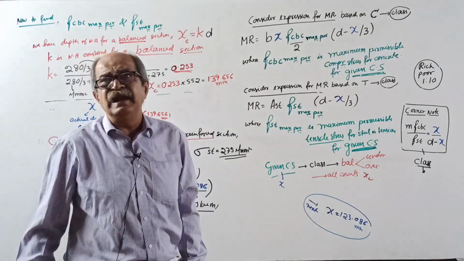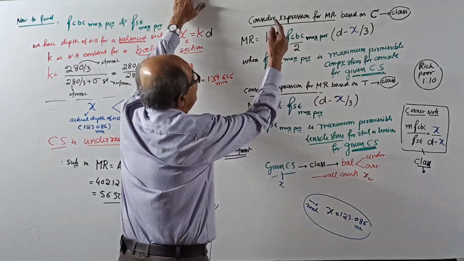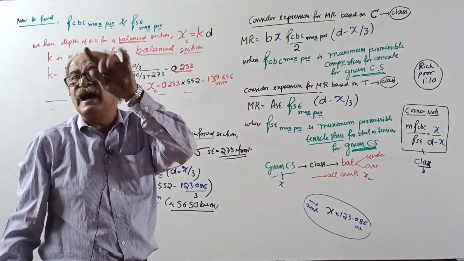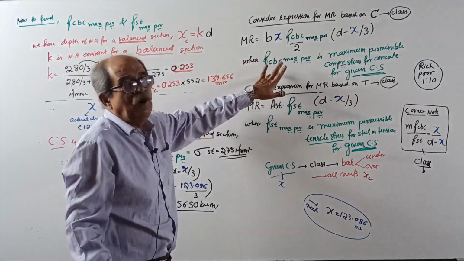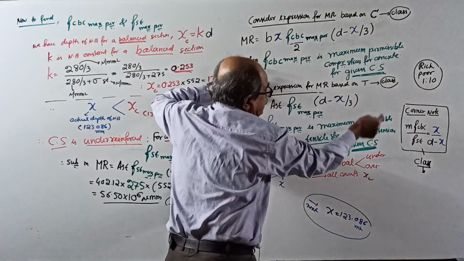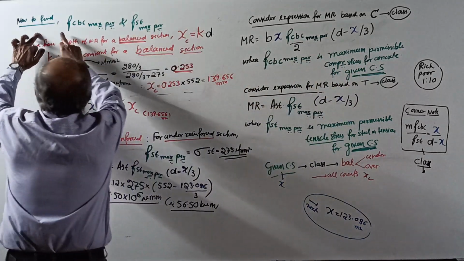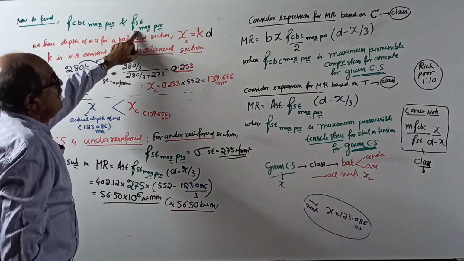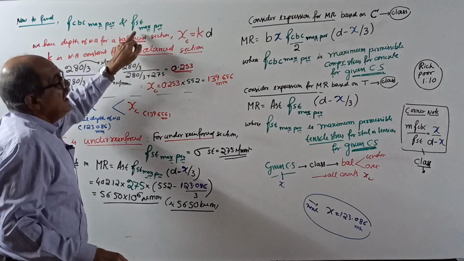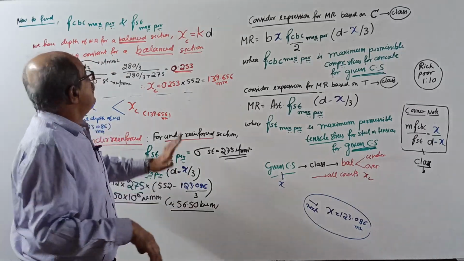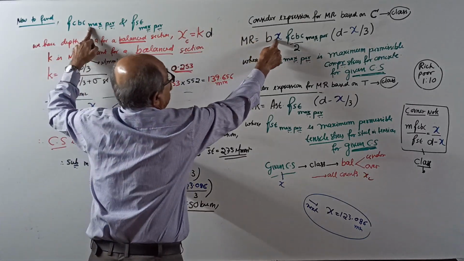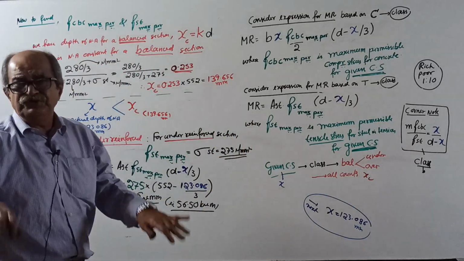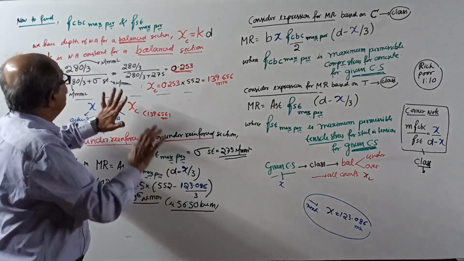But you cannot blindly write and replace by sigma CBC. Limitations are there, so you should decide based on the given cross section. Now, to find FCBC max permissible or FST, make a note here: any one of them will do. Find this one and use this equation, or find that one and use that equation. Both will give the same answer, but we will find both.